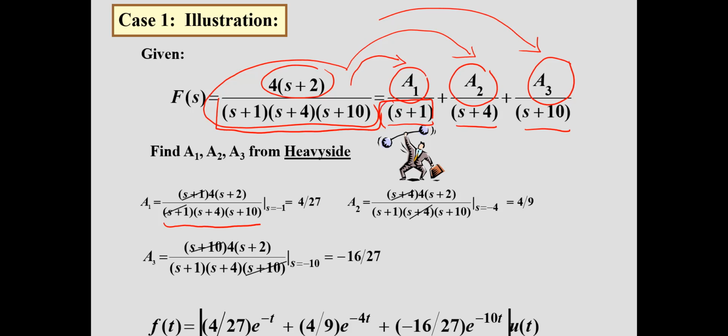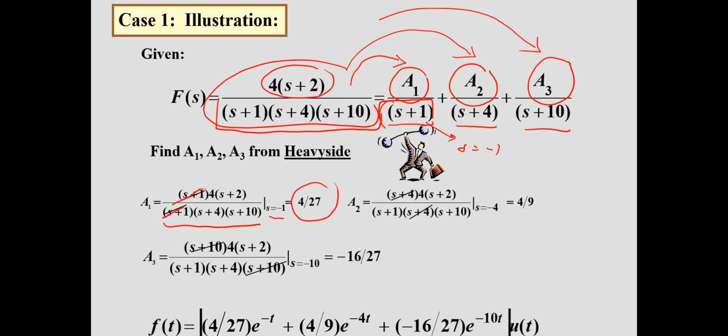So this is the s plus 1. So we multiply by s plus 1. So we can make a simple one like this, and then we use s equal to minus 1 for a1, because the root is s plus 1. So s equal to minus 1. Okay, so by solving this equation, we get 4 per 27 for a1.